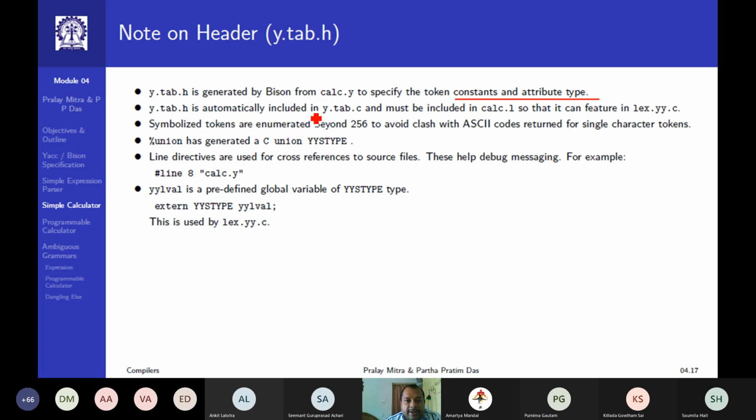y.tab.h is automatically included in y.tab.c and must be included in cal.l so that it can feature in lex.yy.c. You remember when we demonstrated cal.y, in the C declaration part, we included y.tab.h, and I mentioned that it will be generated by Bison. So you need not worry about the content, but you need to include it so that you can use it. Now the symbolic tokens are enumerated beyond 256 to avoid clash with ASCII, as I mentioned.